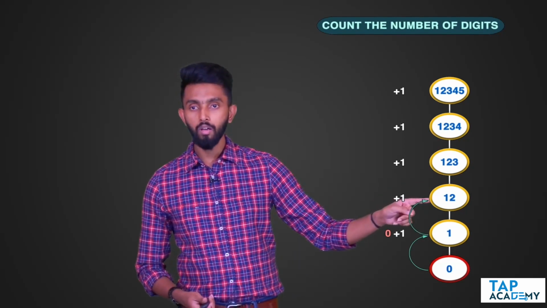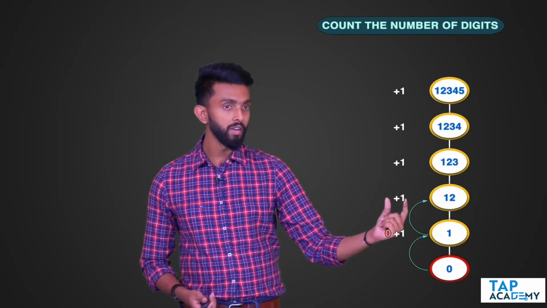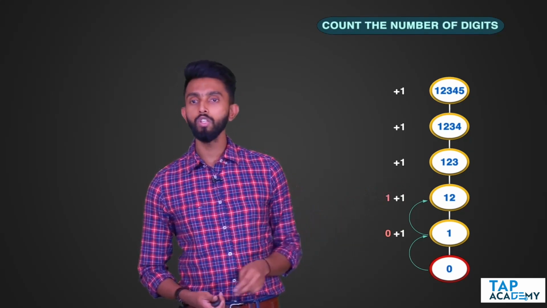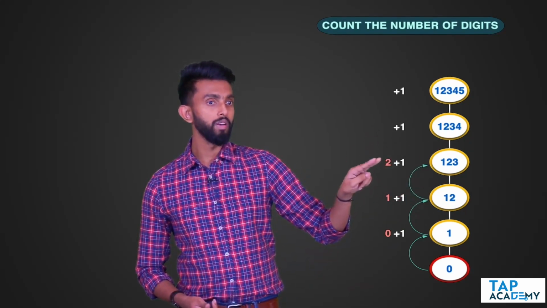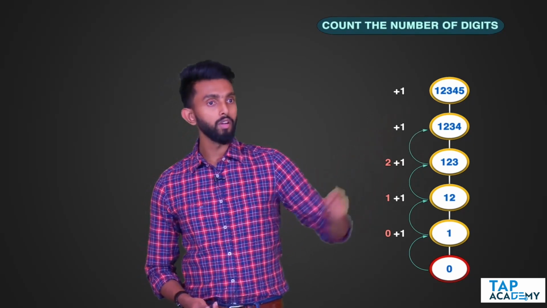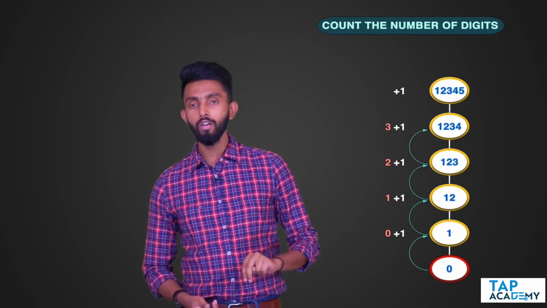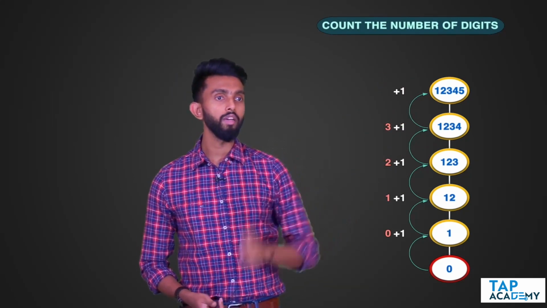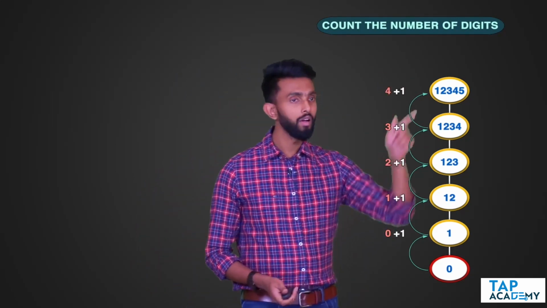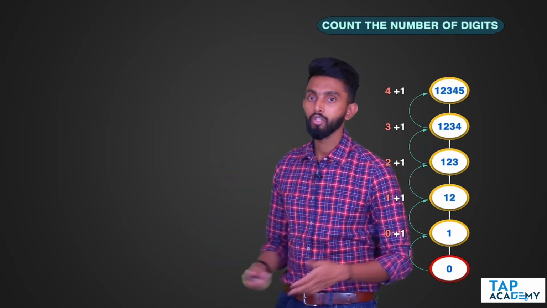Hope you are able to think. 1 plus 1 is nothing but 2, correct? 2 digits are there. That I will further return. 2 plus 1 is 3. That I will further return. 3 plus 1 is 4. That I will further return. 4 plus 1 is 5. Hope you are able to think. Ultimately you got 5, which is the number of digits. Don't you think this is a recursive solution?